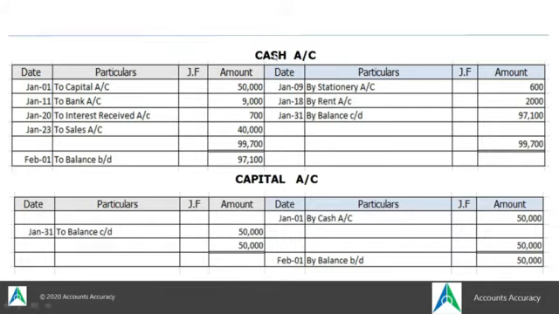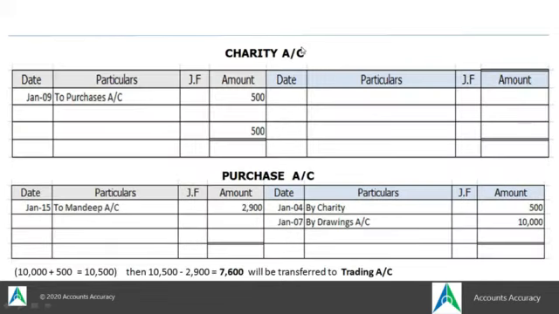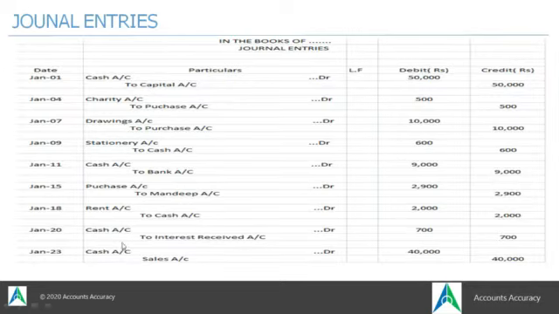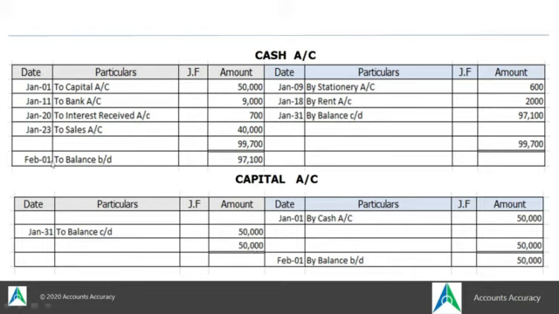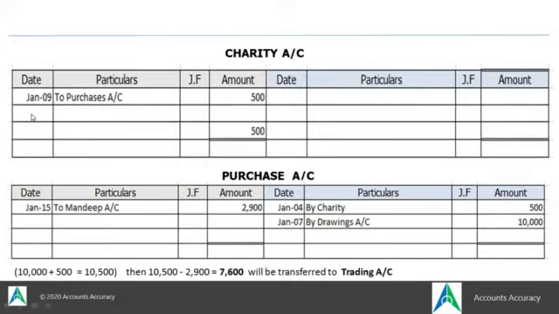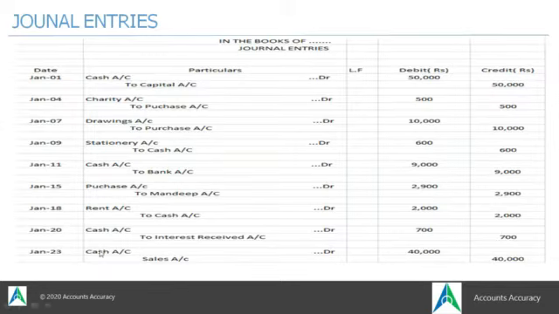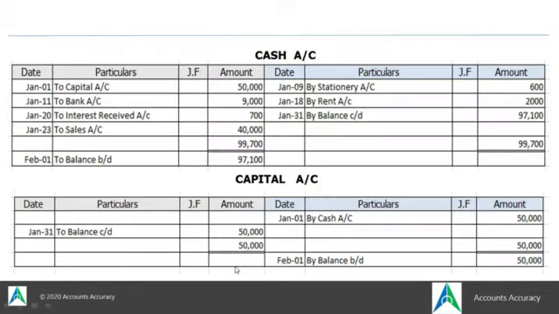Remember, as we are making cash account ledger, hence we don't have to do any entry of cash. Again, it's on January 20. So only the posting of to interest received will be done, and that is also in the cash account. So let's see, to interest received account 700 January 20 has been done. Again, the last one is cash account to sales account. So directly you will write here January 23 to sales account 40,000. So this is how you will do the posting.